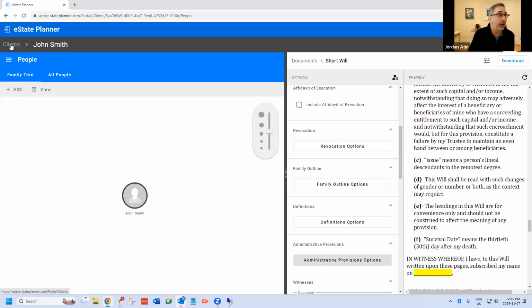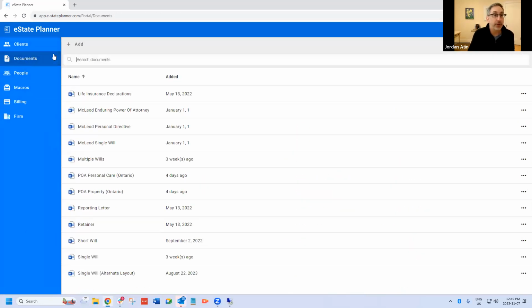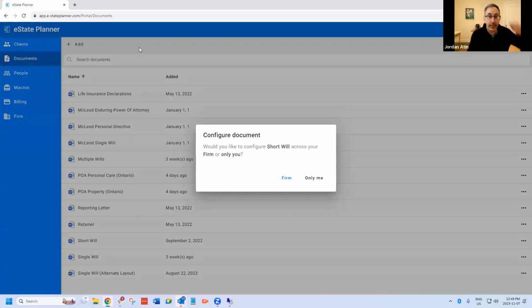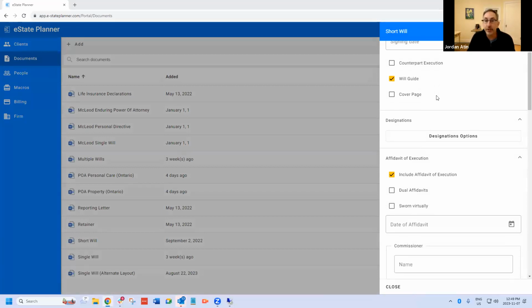Now though, I want to leave this client and go to my documents. This is how you customize your documents. Let's pick the short will. I'm assuming if you're on a professional plan, you have the choice to customize it only for myself or for the firm. If I'm an administrator, let's change it for the firm. If you're on the growing plan, you'll be able to just change it for the firm. So I would go in here, and this is going to get saved and be my default every time I open up the short will.